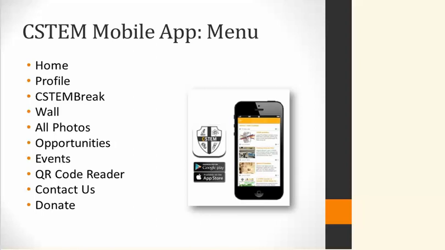On the events, you're going to see upcoming events that are happening for CSTEM. So all of your workshops are here, the time, the date, you've got comments. So it's a really great quick reference for, oh, when was that workshop? You can just quickly go to the app, and it'll list it out for you.